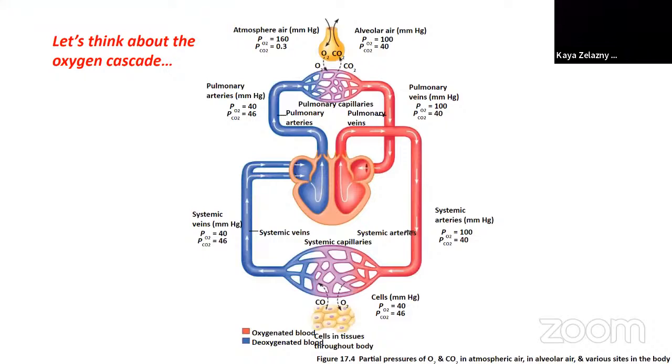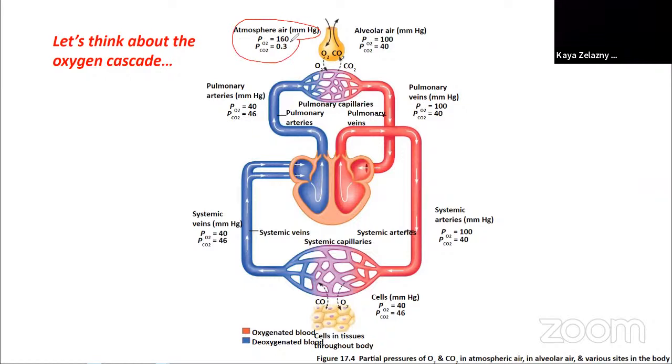Okay. So here's where we're going to be focusing our time. We're going to start up at the lungs, I think. So we've seen the beginning in our atmosphere. We started with a partial pressure of oxygen at 160 and a teeny tiny pressure of carbon dioxide, which happens to be 0.3. So that's out in the air around us, the air we're breathing.